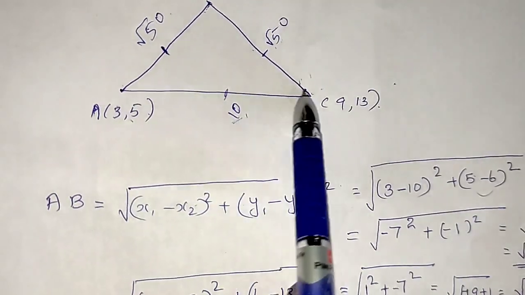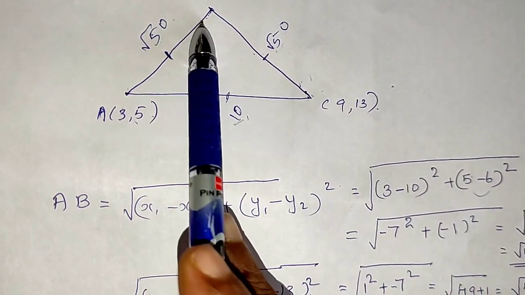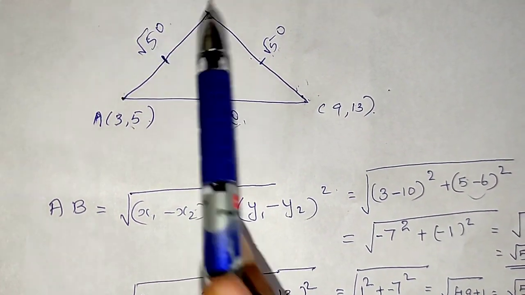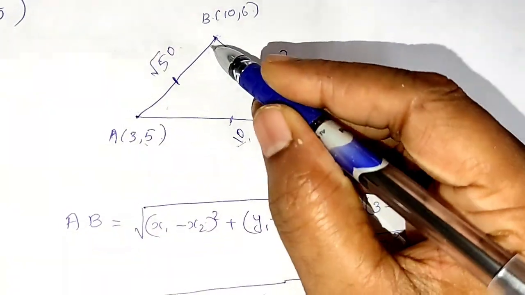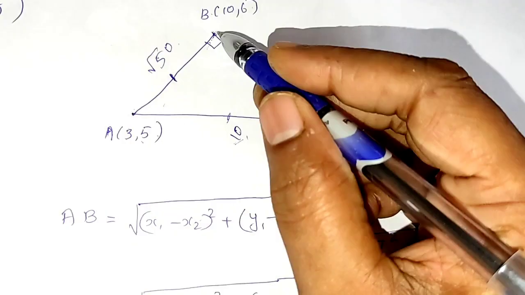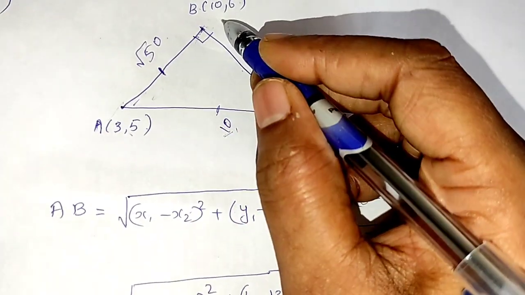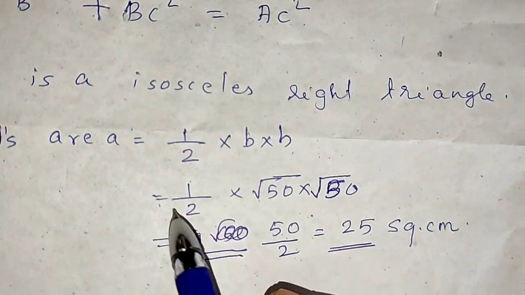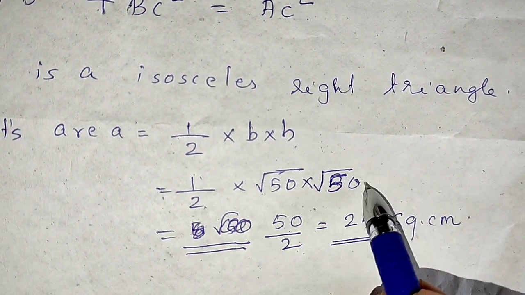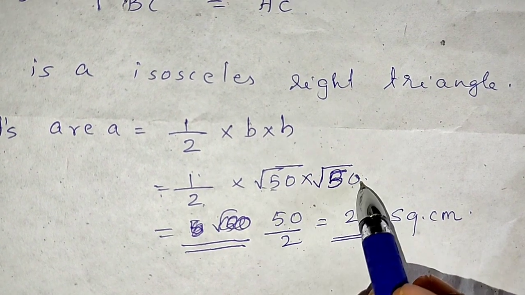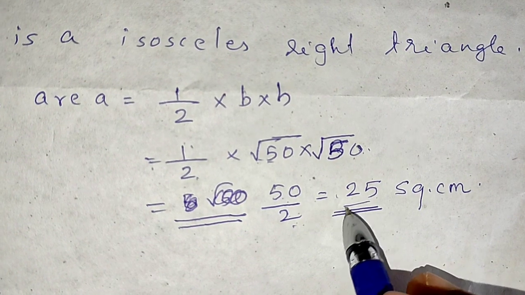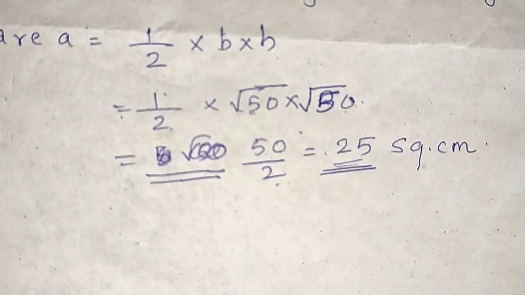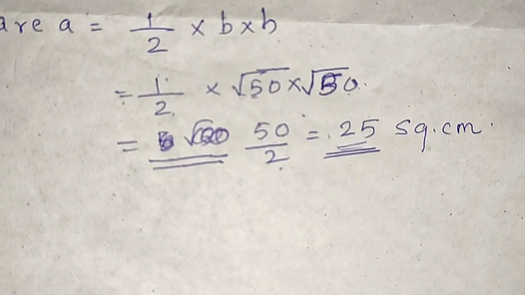Okay, this hypotenuse is 10 centimeter. Then how do we find the area of a right triangle? Yes, half into the length of the perpendicular sides. Root 50 and root 50 are the perpendicular sides. So its area is equal to half into B into H, that is half into root 50 into root 50. What is root 50 into root 50? Root 50 into root 50 is equal to 50. Then 50 by 2 is equal to 25 square centimeter. So that is the answer. That is the fifth answer.